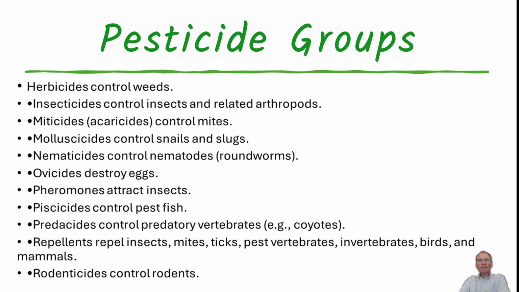Continuing our talk on pesticide groups, herbicides control weeds, insecticides control insects and related arthropods, miticides or acaricides control mites, molluscicides control snails and slugs, nematicides control nematodes, roundworms, ovicides destroy eggs, pheromones attract insects, piscicides control pest fish, predicides control predatory vertebrates, e.g. coyotes, repellents repel insects, mites, ticks, pest vertebrates, invertebrates, birds, and mammals, rodenticides control rodents.